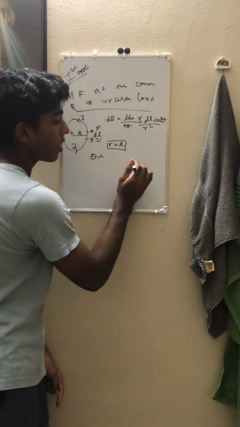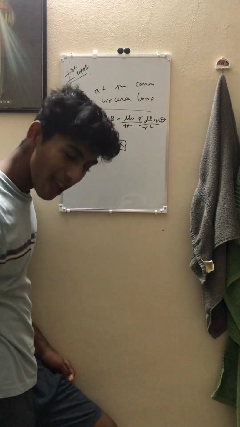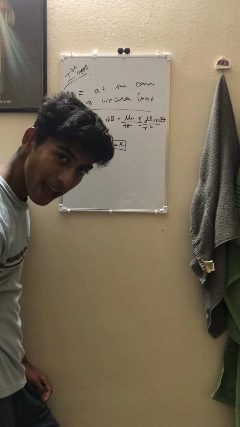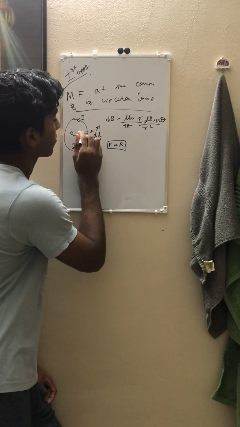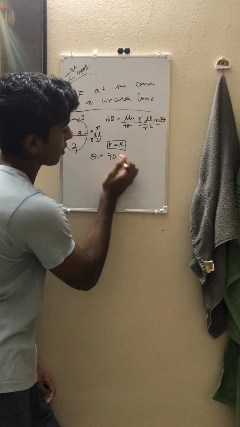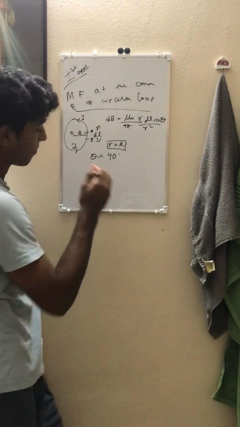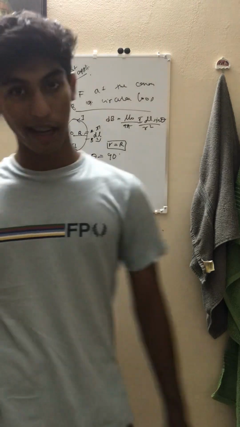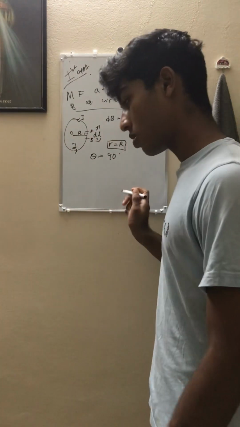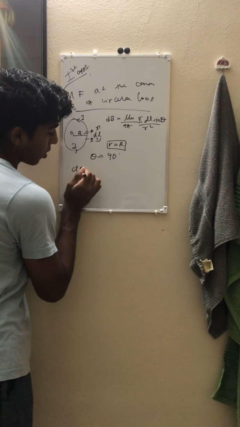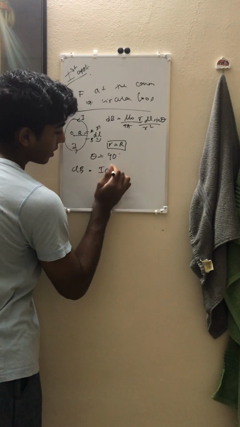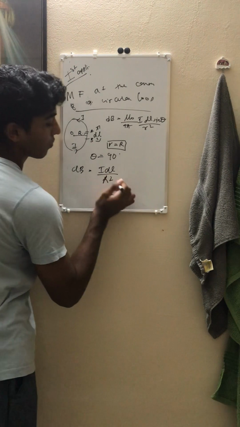And as you can see, this one is acting as a tangent. And you know the angle between the tangent and the radius is going to be 90 degrees. And you know sin 90 degrees is 1. So it's going to be dB equals I dl by r square.